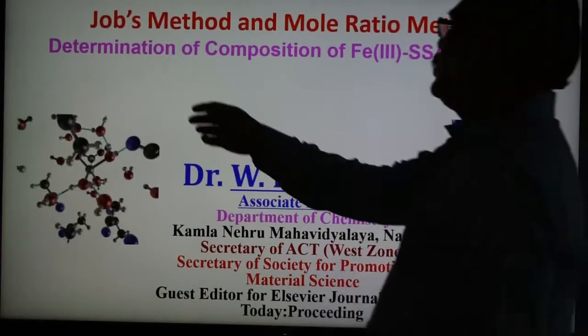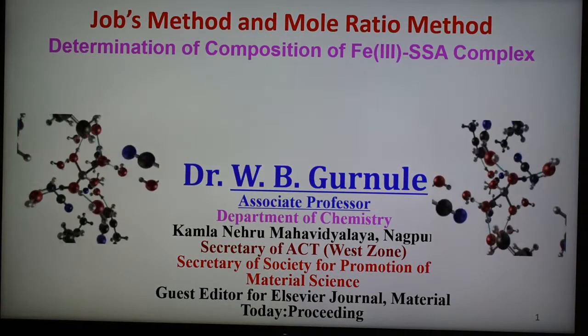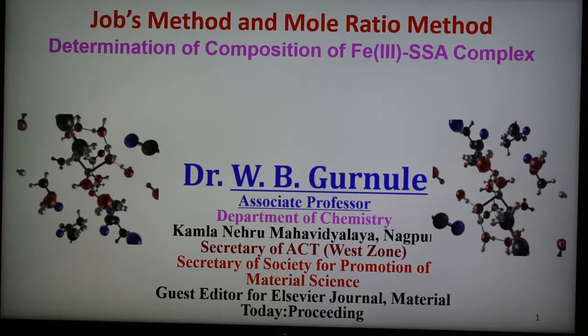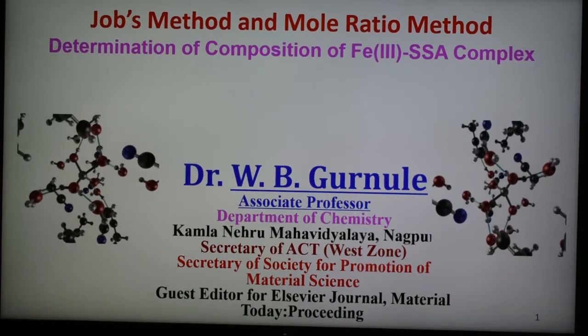Now two important methods are there: one is the Job method and the other is the mole ratio method. These methods are used to determine the stability constant and the composition of the complex. Composition means whether the complex formed by metal and ligand is 1:1, 1:2 or 1:3, like that. So this composition of the complex can be determined by these two methods, and today we are discussing these methods in detail. Today's topic is the Job method and mole ratio method, and these methods are used to determine the composition of the FeSSA complex, the iron sulfosalicylic acid complex.